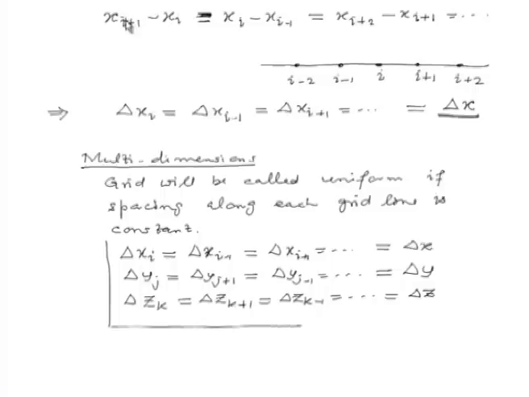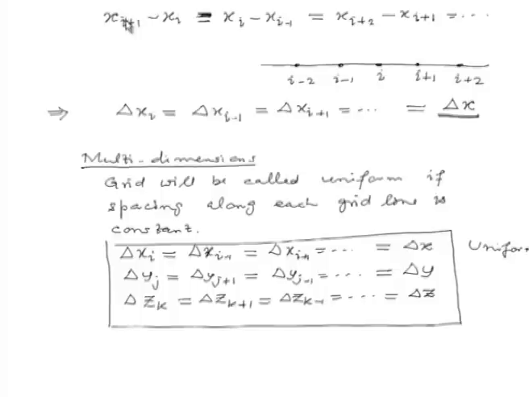So, that is what we mean by this uniform grid in 3 dimensions. There need not be any correlation between delta x, delta y and delta z, they can all be different. And as a corollary, a grid is non-uniform if it is not uniform.